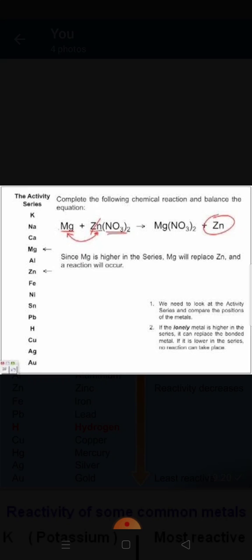So before writing the products, we should know the position of magnesium and zinc in the reactivity series. You can see the arrows in front of magnesium and zinc. Since magnesium is higher in the series, magnesium will replace the zinc and the reaction will occur. So before making any equation, we need to look at the reactivity series and compare the position of the metals. If the lonely metal is higher in the series, it can replace the bonded metal. If it is lower in the series, no reaction can take place.